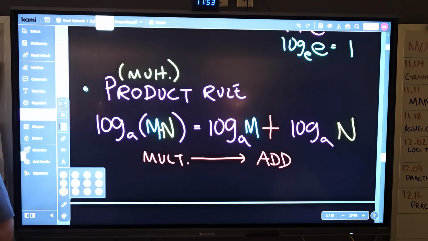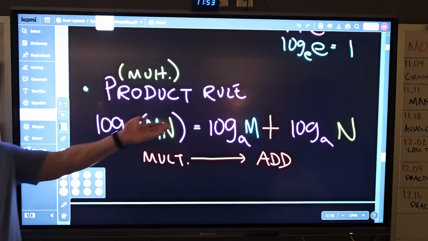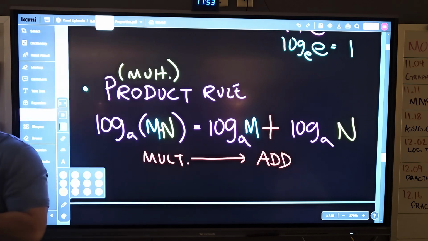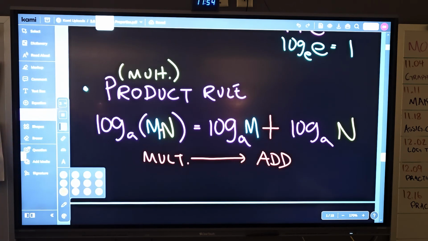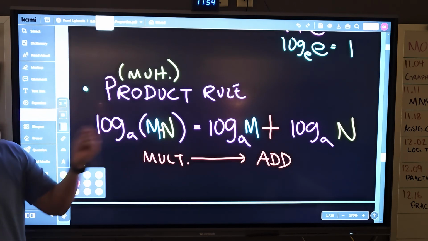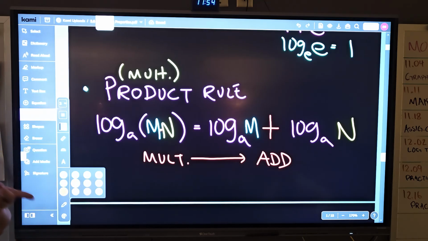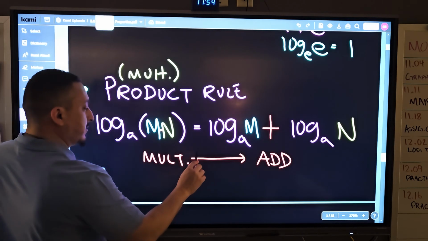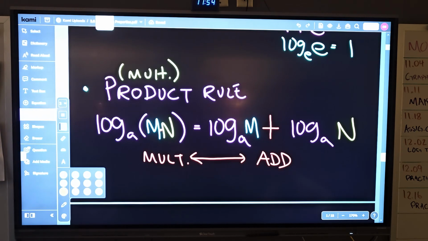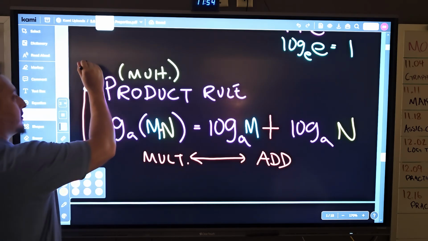One thing I want you to know is with these tools, sometimes we go from here to here. Sometimes we go backwards. Sometimes we take addition and we shrink it down to multiplication. So it works both ways. So I guess this would make better sense. You can go either direction. Okay. So this is the actual rule.